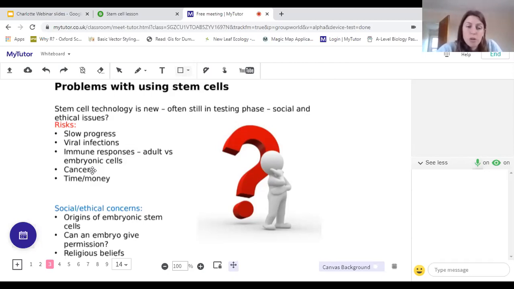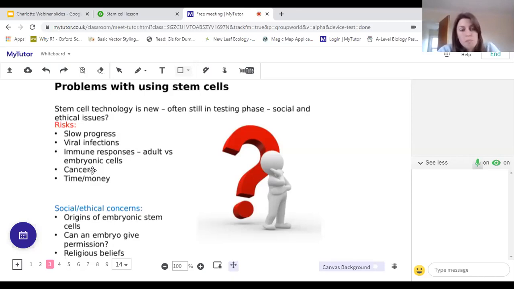Because of putting what your body might consider foreign cells in your body, even though they're human body cells, they're not from our own body necessarily, our immune response might be triggered. This differs between when you're using adult or embryonic stem cells. So there's much more of a risk of that immune response if you're using stem cells from another adult versus embryonic stem cells, which can turn into anything.